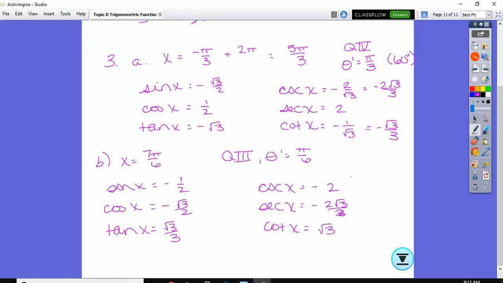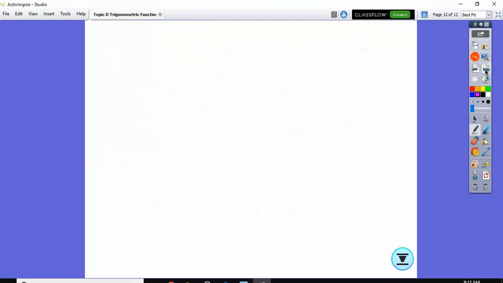So again, on the quiz, I'm not going to ask you to do all 6 for an angle, but I will ask you, what is the cosine of 7 pi over 6? I expect quadrant and reference angle when you do that. Okay, question 4. That's like what we just got done doing, so there might be 1 or 2 of those on there.